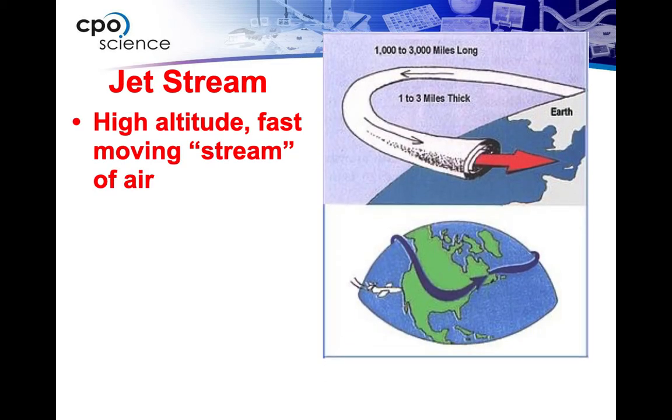Jet streams are something you may have paid attention to before as well. If you've ever listened to the news, it definitely affects us living in Minnesota here. So when you have warm air and cool air meet each other, you can get what we call jet stream patterns forming. They're high altitude, fast moving streams of air. You may have heard of them before.